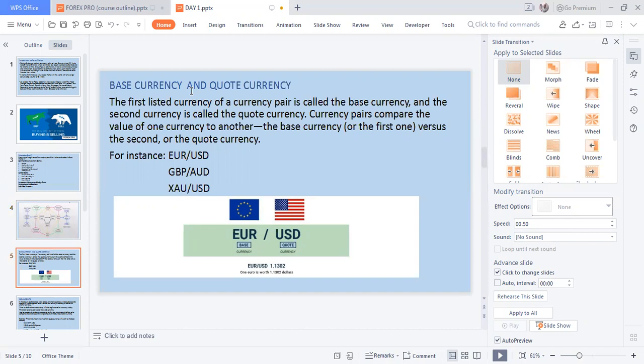Now, if you look at my screen, we have several currency pairs. You know, when you put a left and right shoe together, that makes a pair. So a pair is the combination of a base currency and a quote currency. Look at the first currency pair, EUR/USD. Euro is the base, while USD is the quote. Look at the next one, GBP/AUD. GBP is the base, while AUD is the quote. XAU/USD: XAU is the base, while USD is the quote.